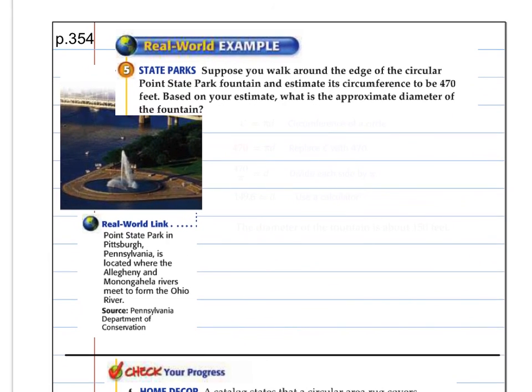Word problem. Suppose you walk around the edge of the circular Point State Park fountain and estimate its circumference to be 470 feet. Based on your estimate, what's the approximate diameter? So this is where we're given something and we have to work backwards. So we need our formula. Circumference is pi times diameter. It said I estimated the circumference, pulling out the important information, as 470. So I replace circumference with the value, and that's pi times diameter.